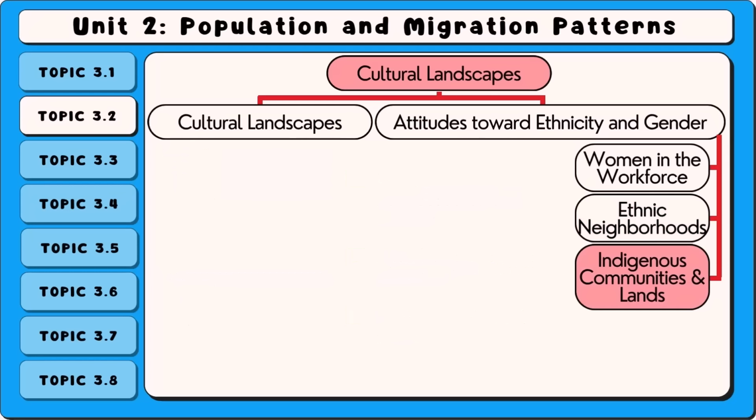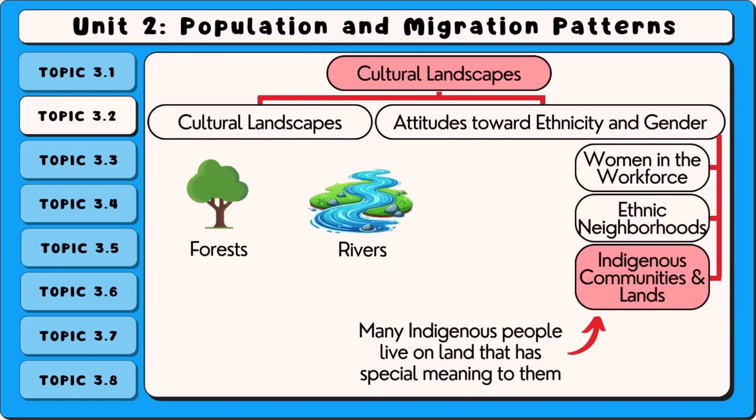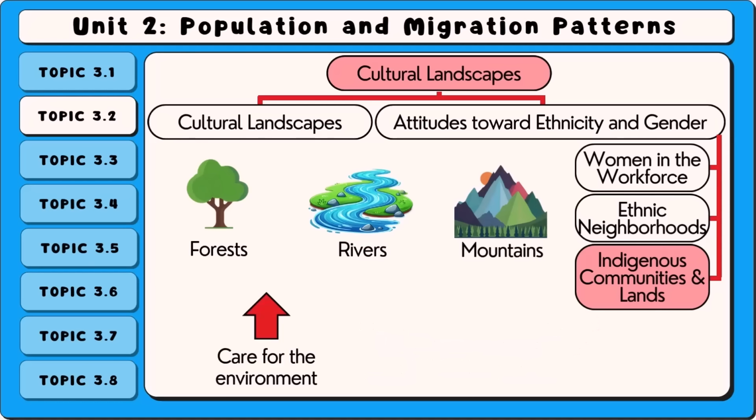Indigenous communities and lands also shape cultural landscapes. Many indigenous people live on land that has special meaning to them, like forests, rivers, or mountains. They often care for the environment in ways that are different from cities or businesses. Because of this, some areas are protected from development. This helps the land stay healthy and preserves the cultural identity and history of indigenous groups.